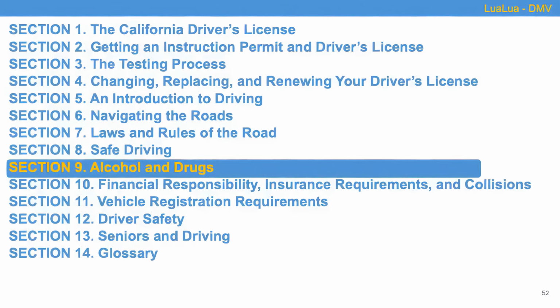If you are arrested for DUI, California's administrative per se law requires DMV to suspend your driving privilege. The law enforcement officer may take your driver's license and give you a temporary driver's license for 30 days. You may request a DMV administrative hearing within 10 days from the date of your arrest.